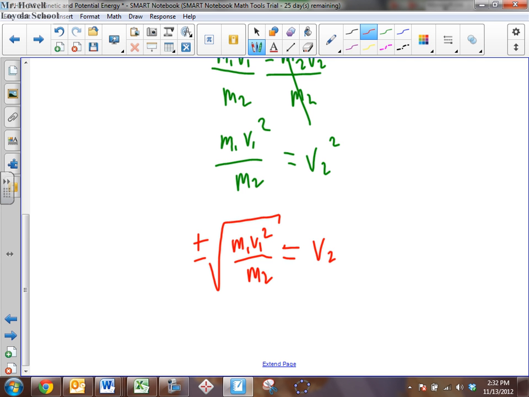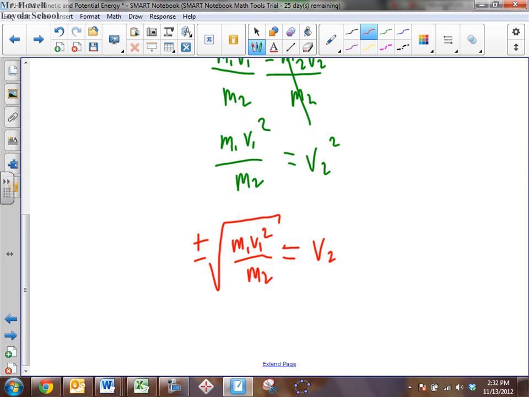For this problem, we want to get v2 by itself. We've done that by taking the square root. But now you'll notice, and some people get confused here, v1 is still squared. You don't just drop that square for no reason. This whole thing is in the square root. You can leave it like this and plug in your numbers now and see what you get.